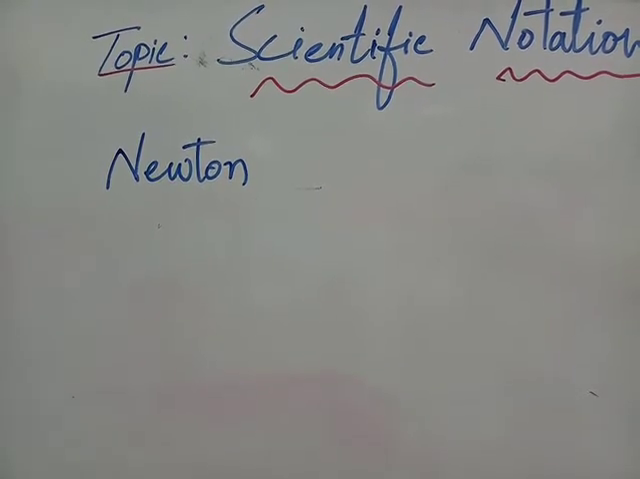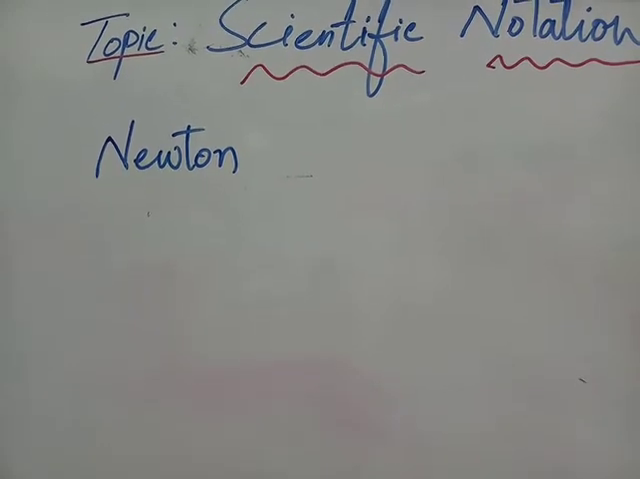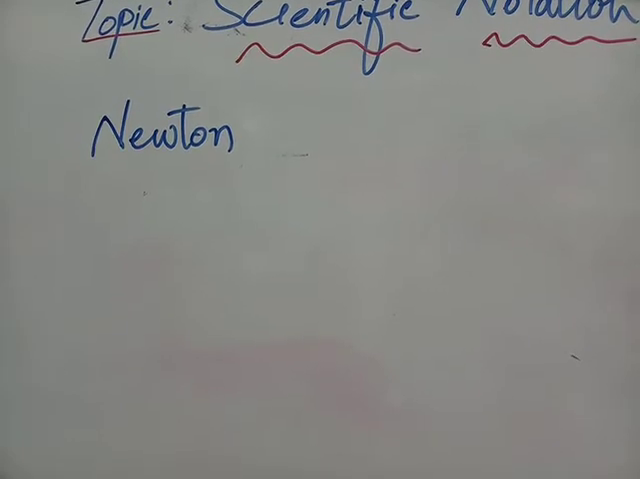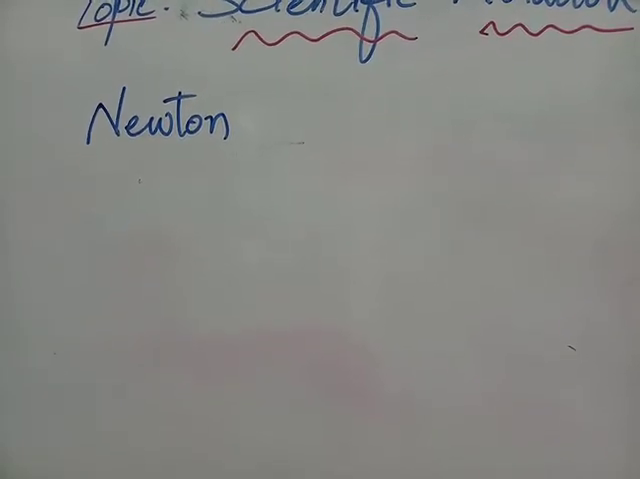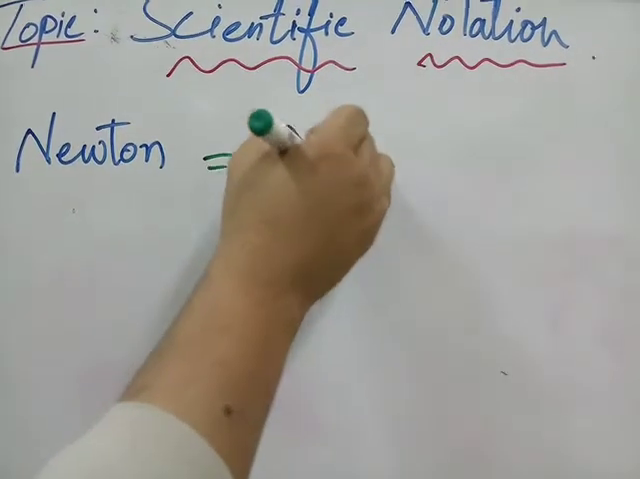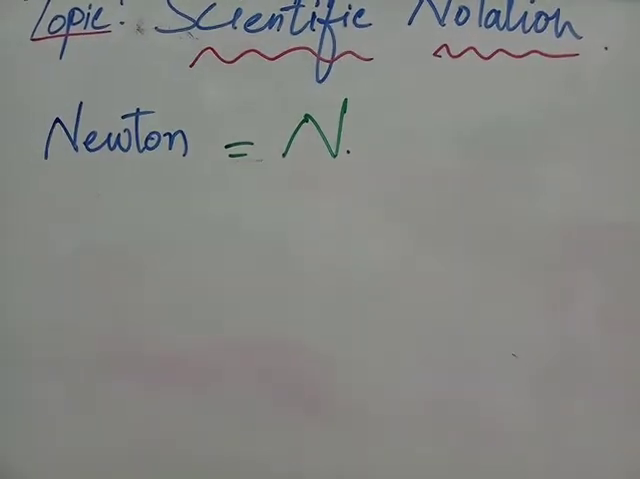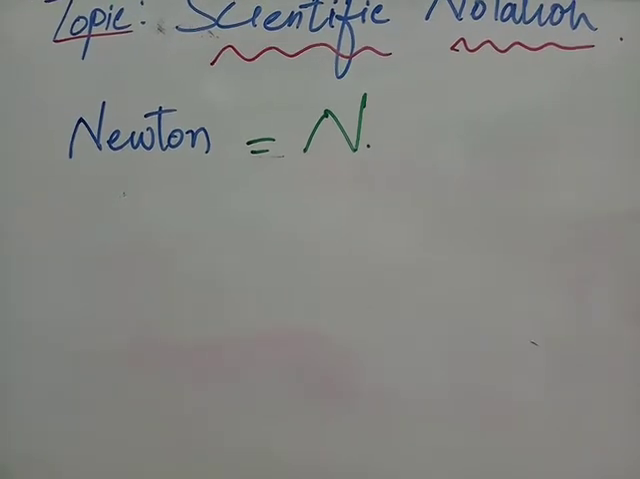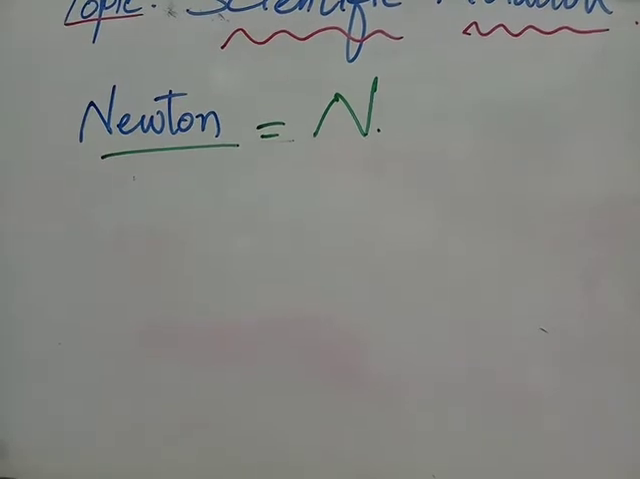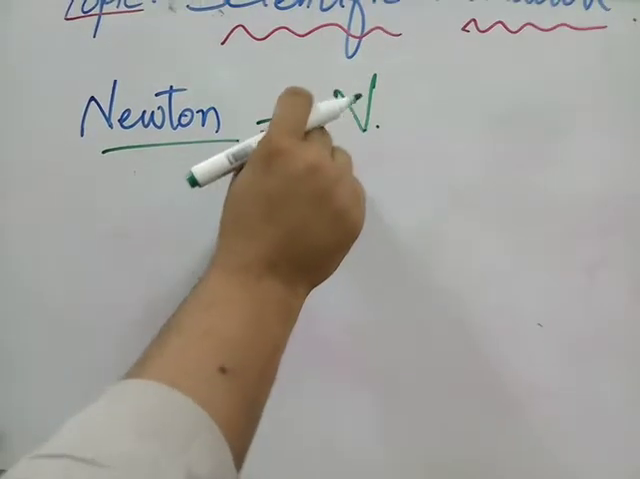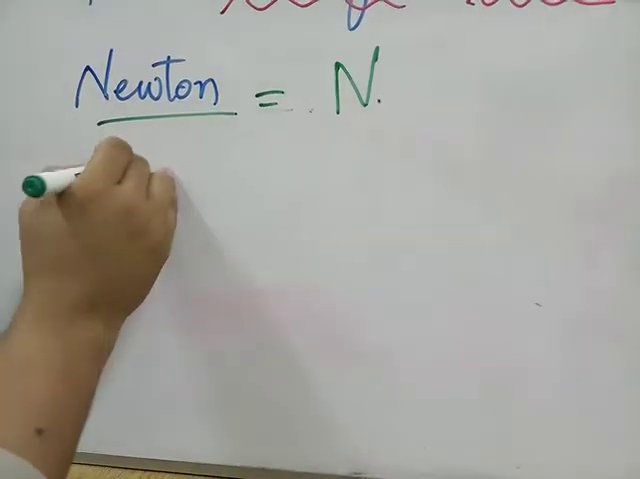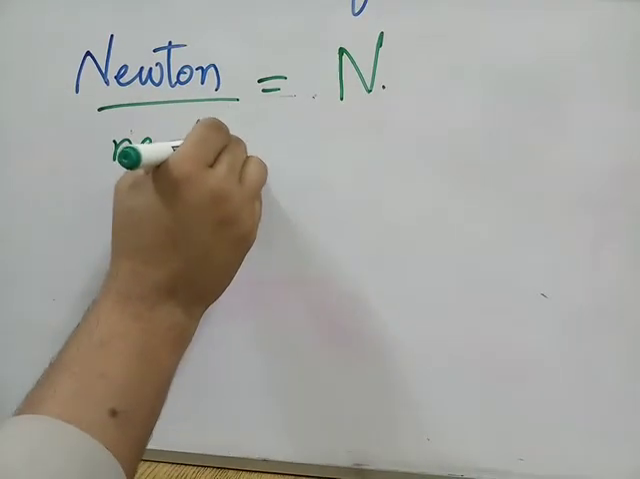Newton represents the name of the scientist, and that is equal to Newton. So Newton represents the unit name used for force. So I can write only capital N. So this N makes sense for the unit which is named for force. So I can write this as Newton.